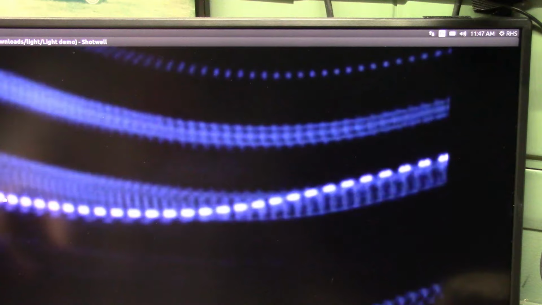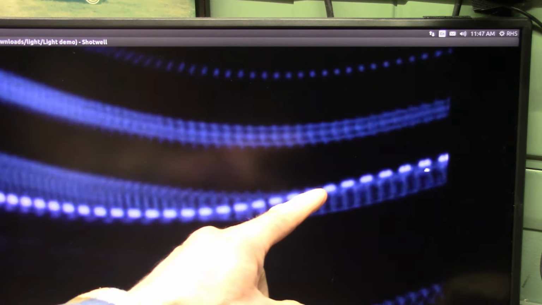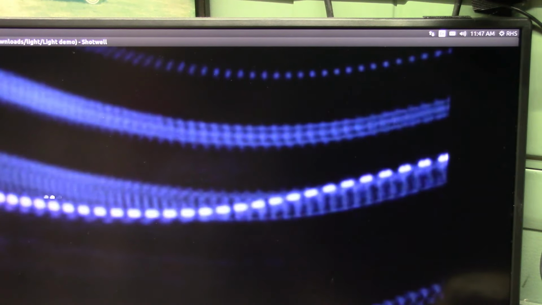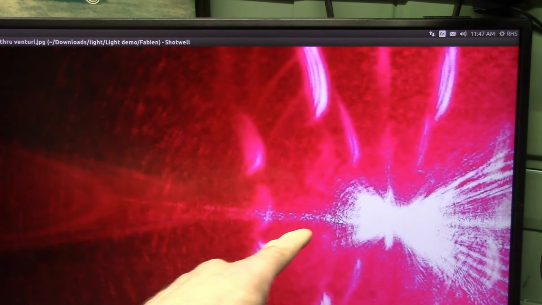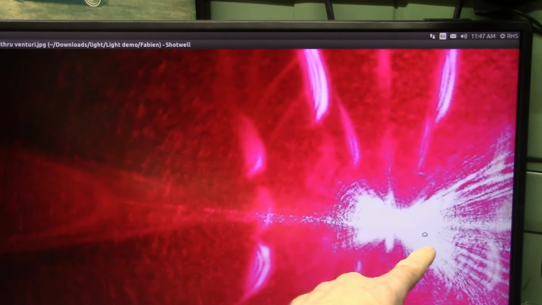You can't even tell there's two particles. But as it slows down, you can see there is two particles. So that's slowing down light, and this is accelerating light. There's no other way to see it. Not only that, this is fission, and that's fusion. And there's no other way to see that.